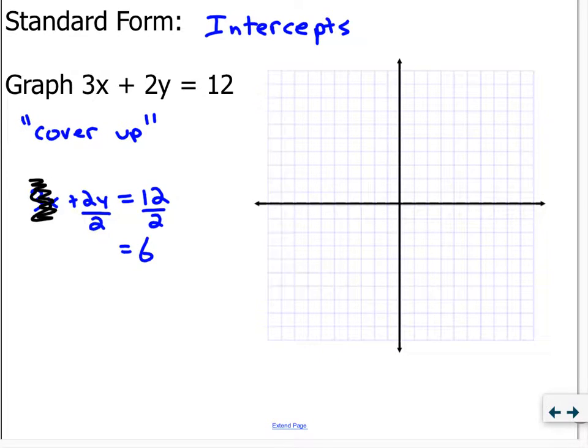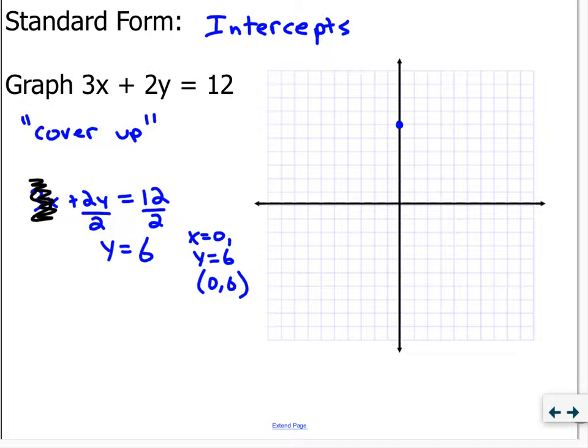Let's make that x look like a y. There we go. So this tells me my y-intercept. The reason why I call it the cover-up is you're letting x equal 0. So when you say that x equals 0, y equals 6. And that's the point 0, 6. So I'm going to go up to the point 0, 6, and I'm going to make a dot.